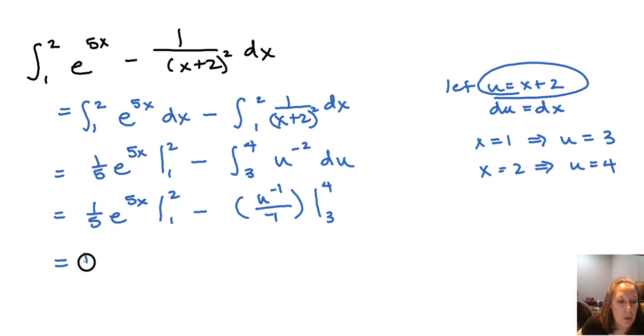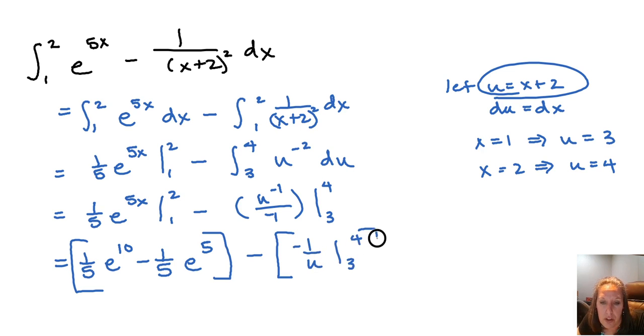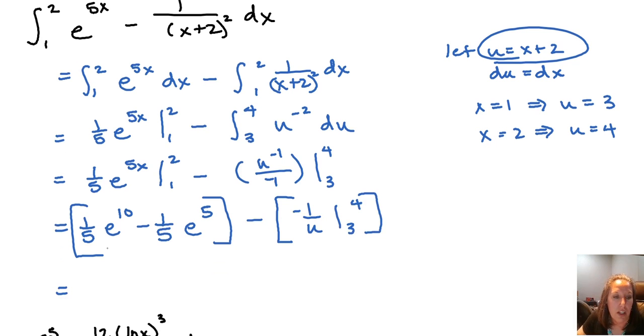All right, so if we plug in a 2 there, we're going to get 1/5 times e to the 10th minus 1/5 times e to the 5th. That all is going to be our first integral. And then we're going to subtract u to the negative 1 over negative 1, which is the same thing as negative 1 over u, evaluated from 3 to 4. And that negative times a negative is going to give us a positive there. Not really a whole lot of simplification as far as our exact answer we can do on this first piece.